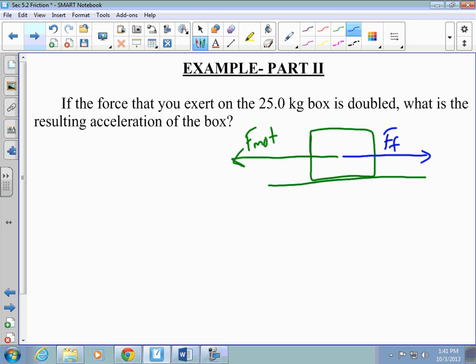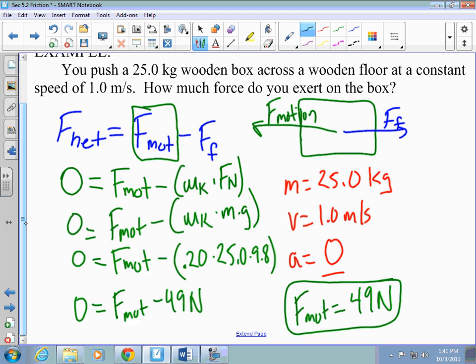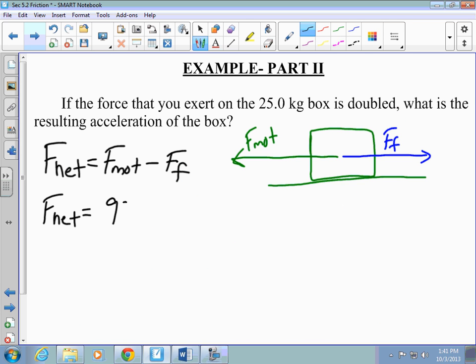Well, let's take a look here. Let's use the same equation we had last time. We had F of net is equal to the force of motion minus the force of friction. Well, F of net now is going to be equal to, if we double our force of motion, which we just figured out in the last slide was 49, 49 doubled is 98, minus our force of friction. Our force of friction, nothing has changed. We're still wood on wood, and our mass of the box is still 25 kilograms. So nothing's changed, so our force of friction is going to be 49 newtons.